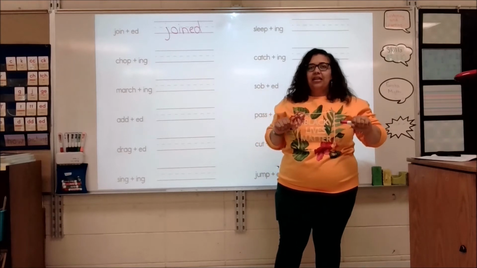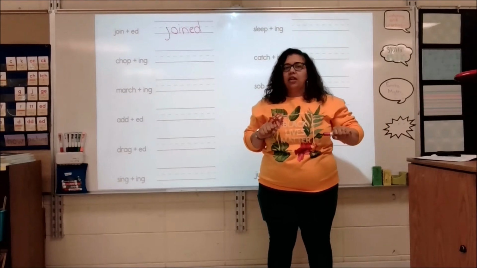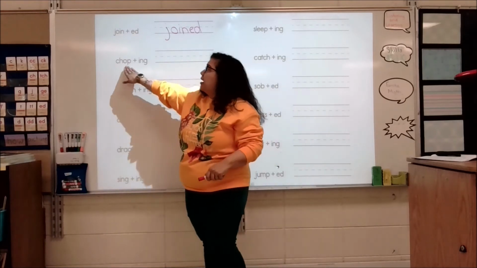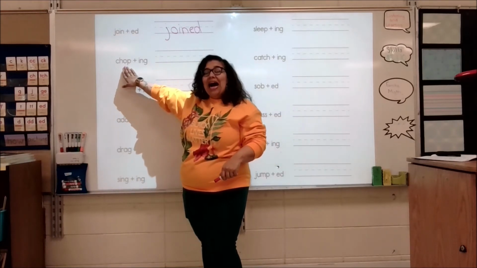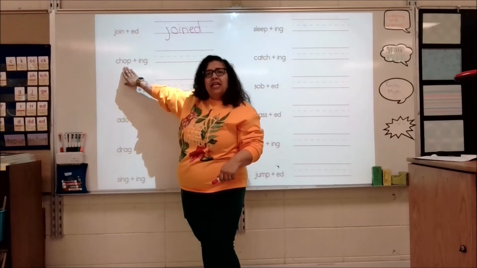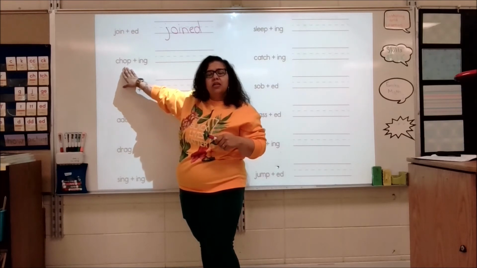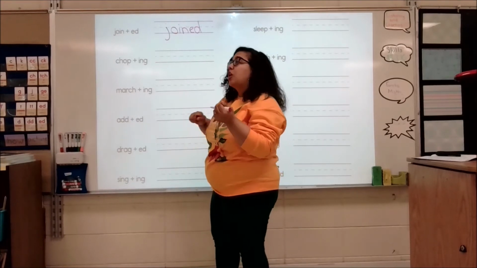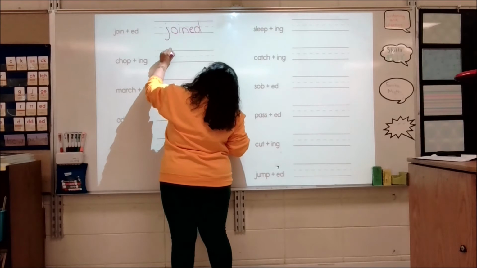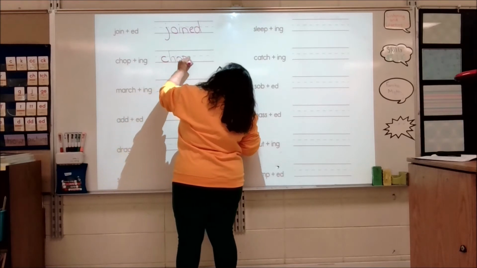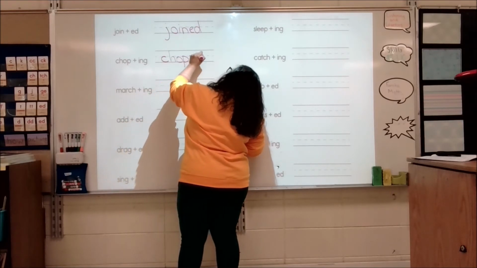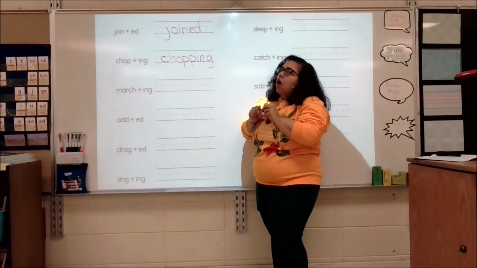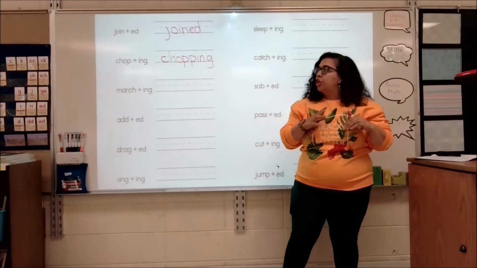All right, next word. Chop plus ing. So this is actively happening. I'm chopping, but the vowel sound in chop is short o. Short, long, team, R controlled. What is this? This is one of those short original sound vowels. Yes. So chopping requires doubling of the last letter.